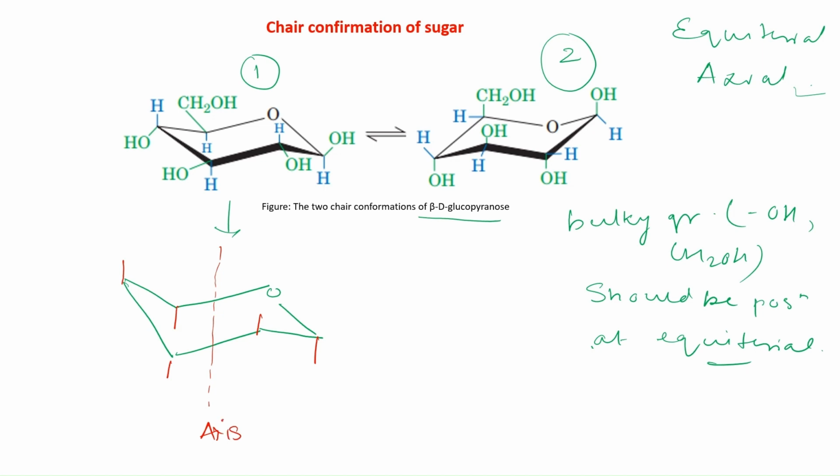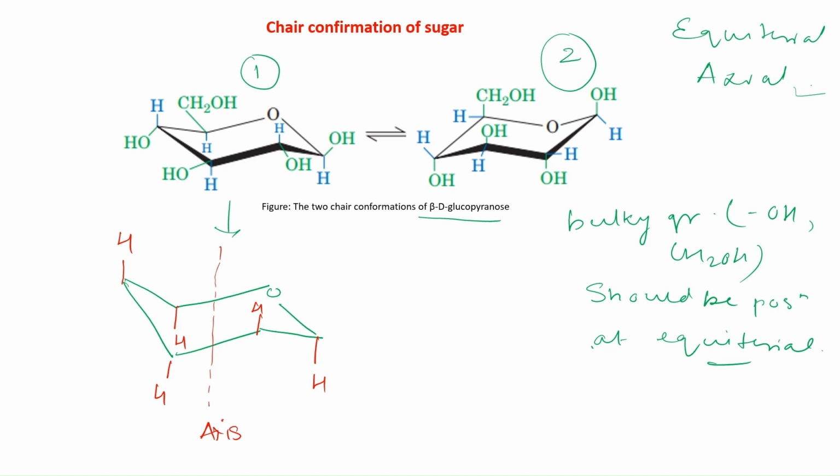So whatever is going parallel to the axis are the axial positions. So these red ones are the axial positions. Now in this chair conformation, what is present in these red ones? Here H, here also H, here also H, here also H, here also H. So all the non-bulky groups are present in axial position.